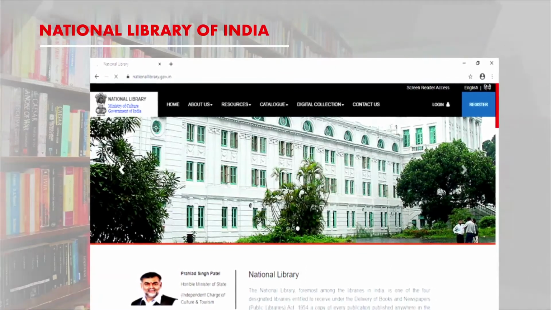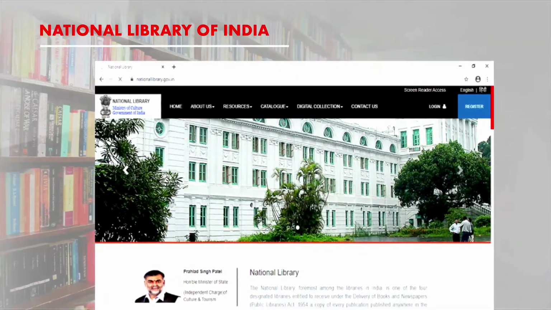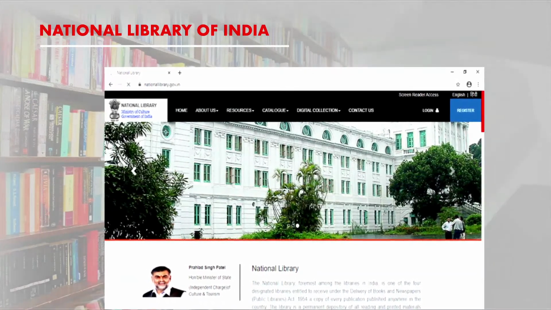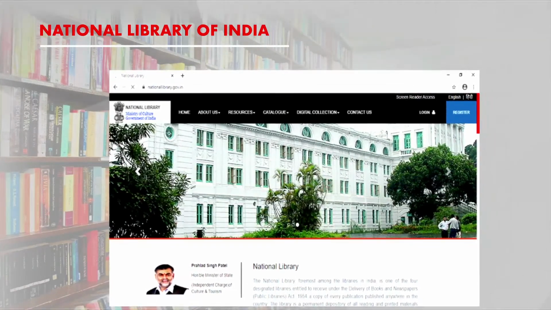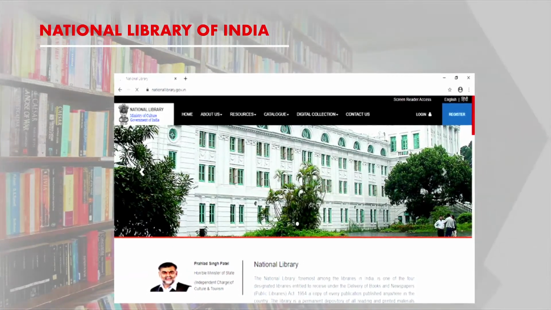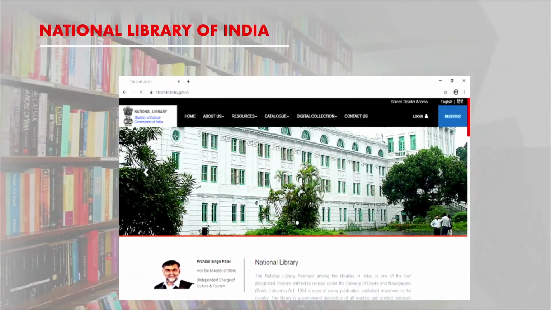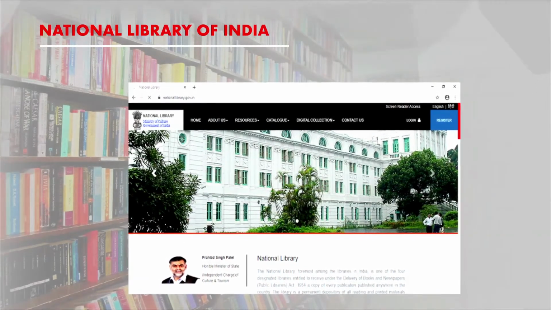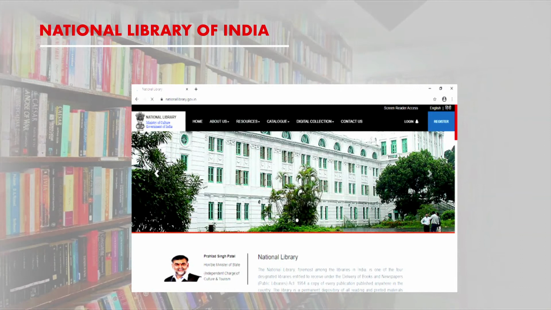They also have different sections for children, for the differently abled, for the languages, and many other things. And for this you have to visit this library and explore the resources available in the National Library of India, so as to become familiar with these resources.